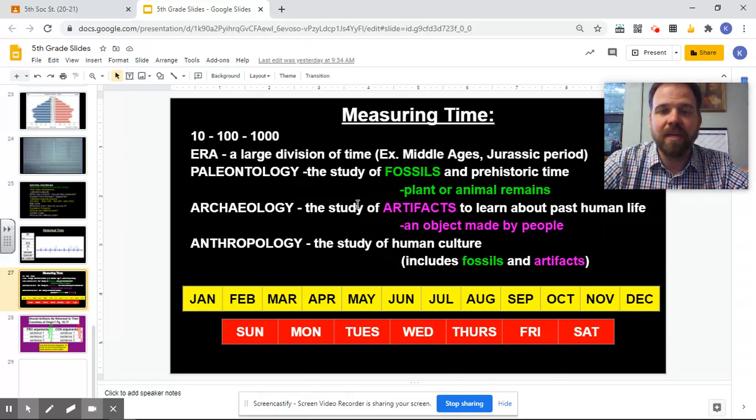Archaeologists study artifacts to learn about the past of human life. So, obviously, they study things related to humans, or since humans started recording or creating different things that we can find. And if you notice here, artifacts are objects made by people. So that is a real takeaway from this information: fossils are not man-made.